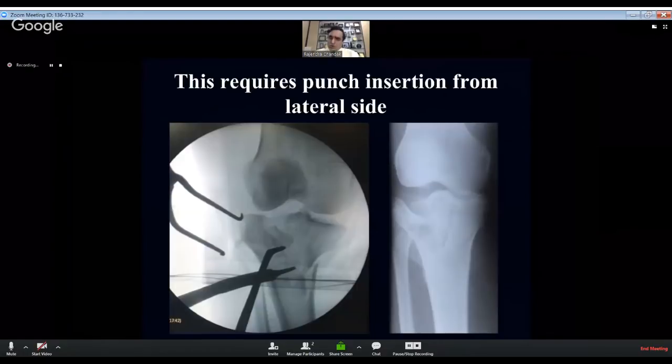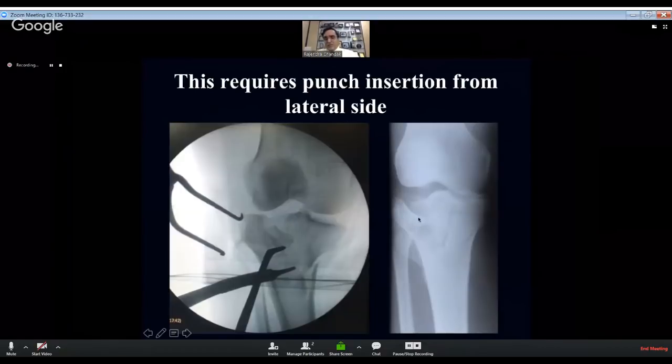Friends, most of the time the punch is inserted from the medial side, but at times a lateral side punch is useful. As you can see in this image, if you see this fracture fragment, this cannot be elevated from the medial side. It would get pushed. Here it can be elevated nicely from the lateral side. Also look at this image.